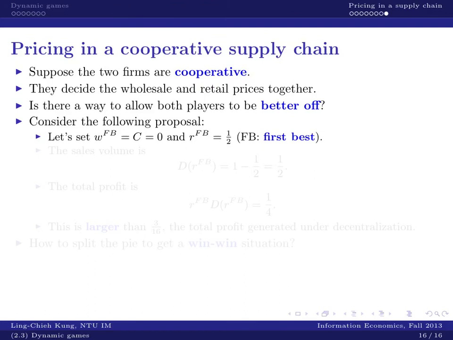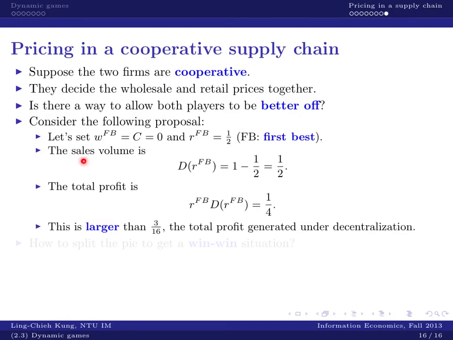So consider the following proposal. Let's say, how about this? As a manufacturer, please set the wholesale price to be a constant, which is exactly the unit production cost. That means as a manufacturer, do not make any money, and leave all the power to the retailer, for the retailer to set the optimal retail price. Here we use this superscript FB, not for Facebook, it's for first best. You can show that this is the best retail price these two firms should do.